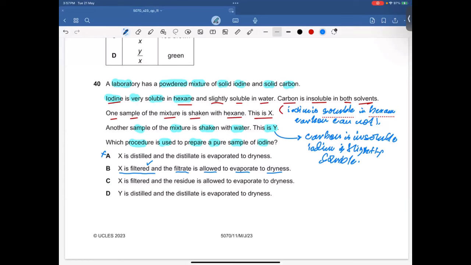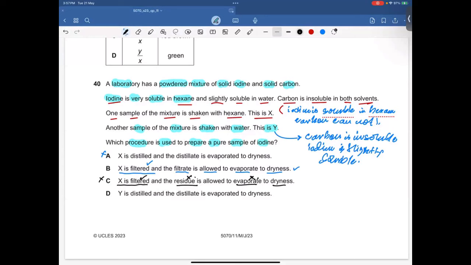B might be the right answer, but let me check C. X is filtered. That's right. And the residue, that's not right. Residue cannot go for evaporation to dryness. That's not possible. The filtrate is usually what is evaporated to dryness. So option C is incorrect.